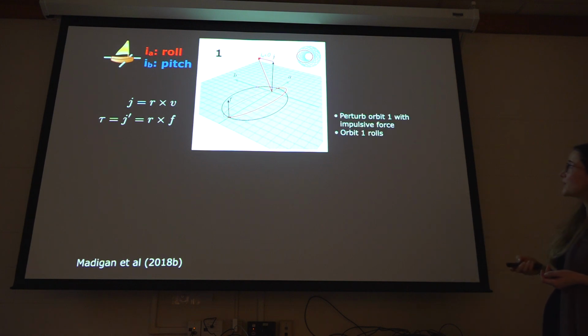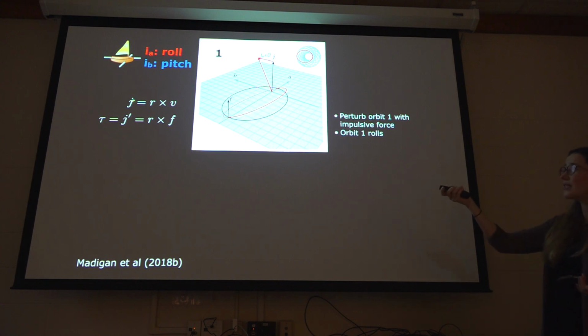And what I'm going to do is perturb the orbit. Initially everything's totally flat. And if nothing perturbs this system, there would be no evolution up or down off the plane, right? But I'm going to perturb it with an impulsive force off the plane, either up here or down here. It doesn't matter which way you do it. What is going to happen to orbit 1?